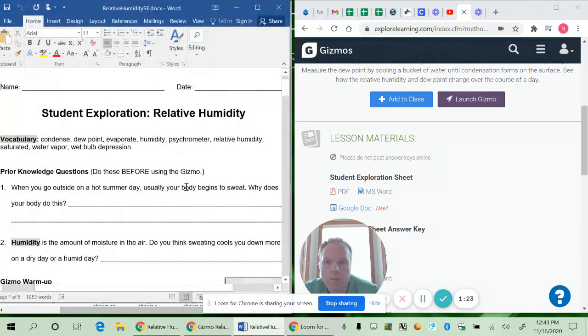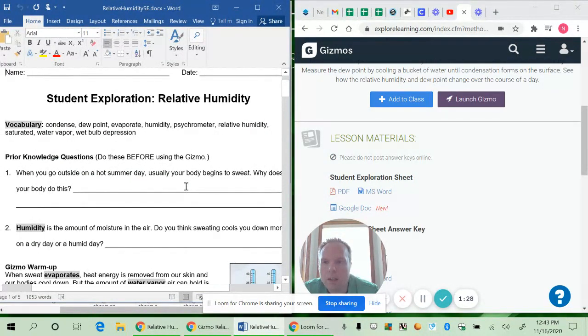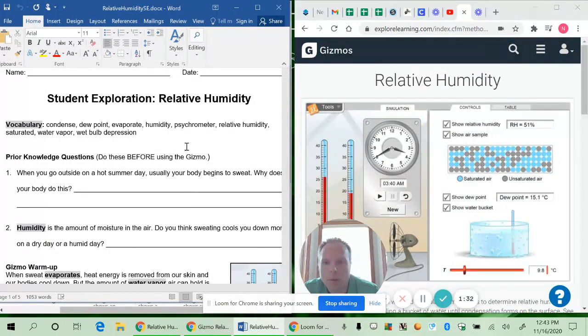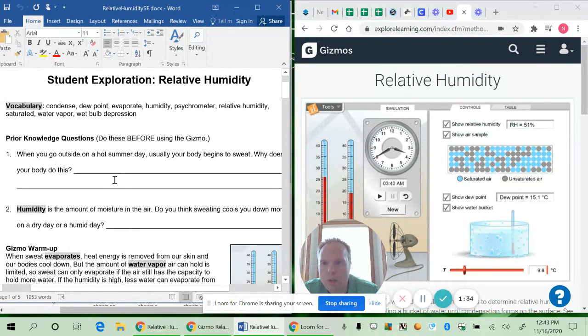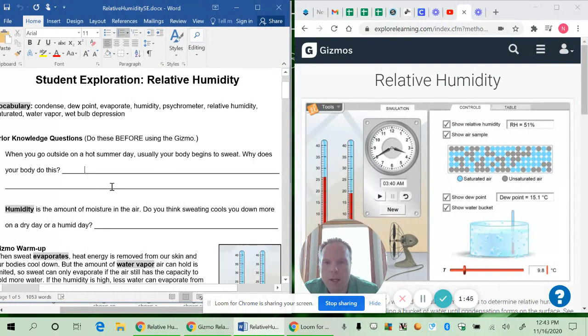play again. All right, so we're going to start off with a prior knowledge question to kind of link this lab to what we're going to be learning about. So it says when you go outside on a hot summer day, usually your body begins to sweat. Why does your body do this? So I want you to think about what causes your body to sweat. When do you actually start sweating? And then you would write that response on the line right here.